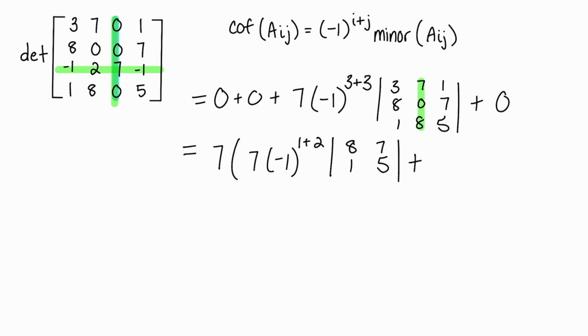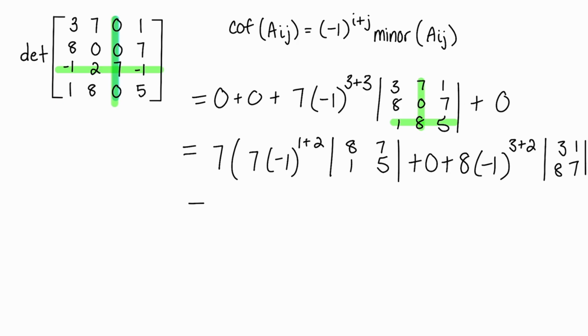And then we add it by the next one, which is 0. And then we have the next one, which is 8. And then the cofactor is -1, and it is row 3, column 2, so we get it to the 5th power. And then we take the minor. And this time it's in this row. So we have 3, 1, 8, and 7.